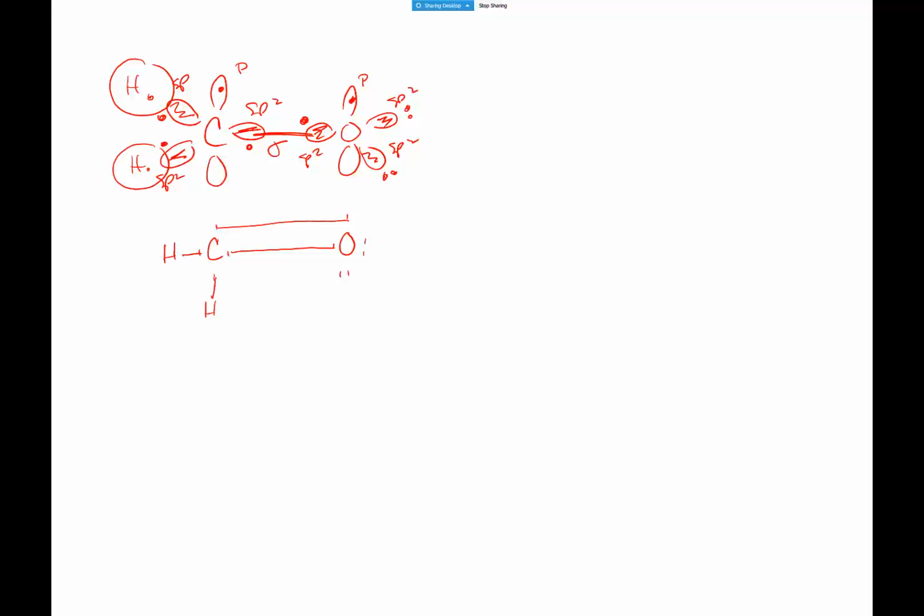So I share these 2 electrons to now form the double bond. How am I going to form the double bond in the orbital picture? I'm now going to do a sideways overlap of those 2 p orbitals. The orbitals have to be parallel to each other when they sideways overlap, and now that's going to form the pi bond.